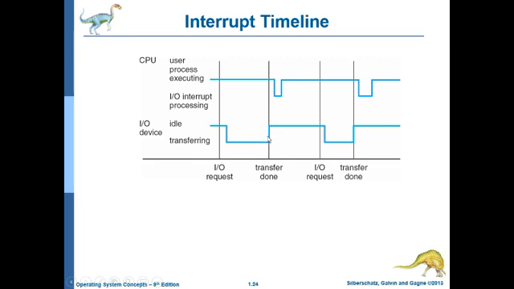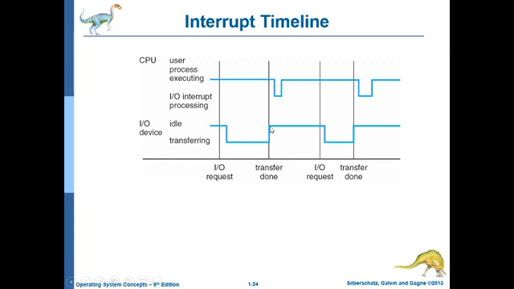This is another event. When the transfer is done, it sends an interrupt to the CPU that the transfer is finished. The CPU, before it was executing the user process, after this interrupt, what does it do? It processes the IO. The transfer is done, so it's doing some data transfer now, and when the CPU is finished, it comes again to executing the user process.